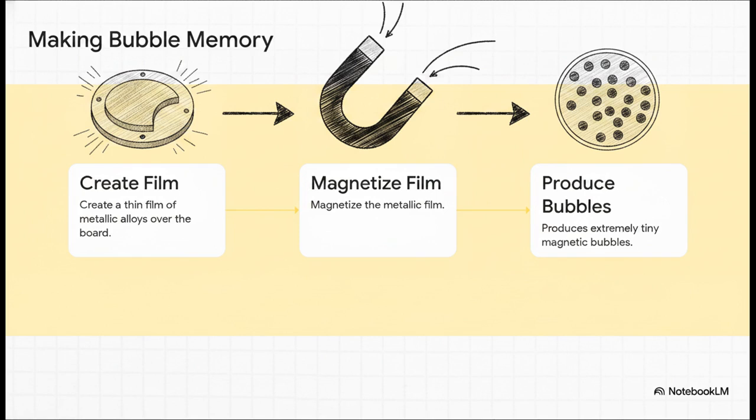First, a thin film of metallic alloys is laid over the memory board, which is then magnetized. This magnetization creates these extremely tiny magnetic bubbles. We're talking about 0.1 micrometers in diameter here, microscopic. The presence or absence of just one of these microscopic bubbles represents one bit of information.